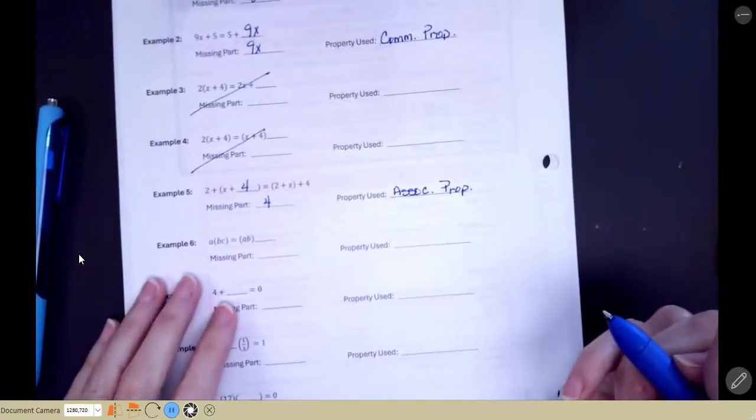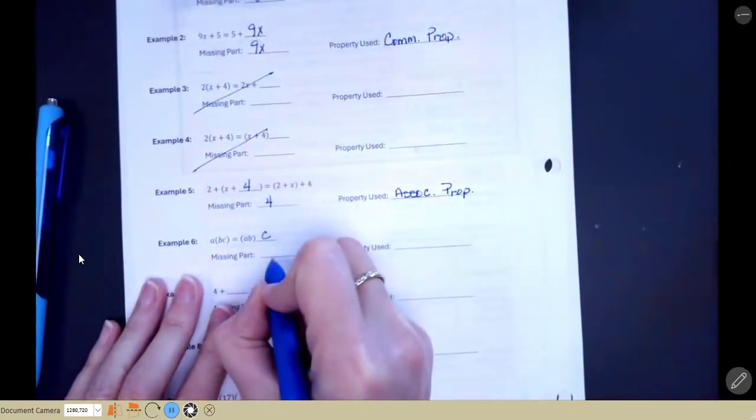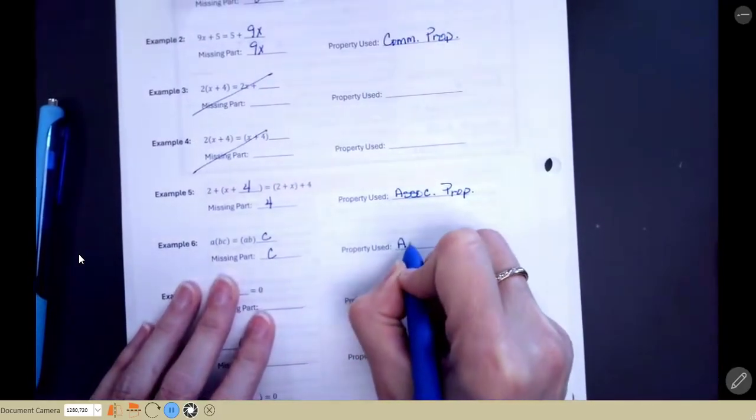Okay. 6. Missing part. C. Okay. So if C is the missing part, what did we change? What happened? Is the order changed? Are the groupings changed? Yeah, the groupings are changed. So this is also the associative property.